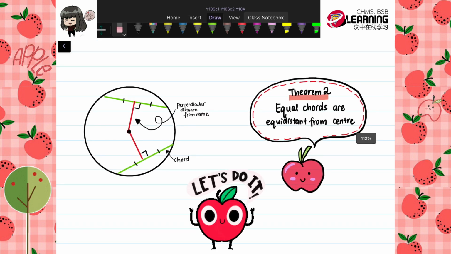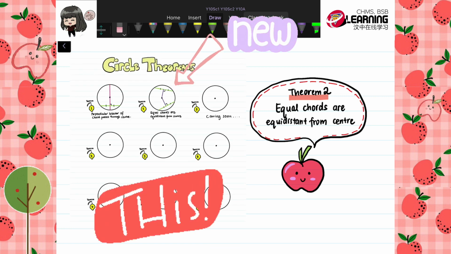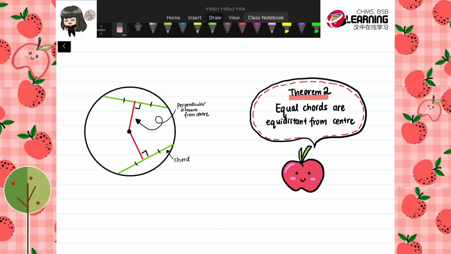Alright, theorem 2. Today will be theorem 2 only. Please fill this into the 9 circles that I asked you to draw earlier, in the first page of your new topic. So new theorem number 2: equal chords are equidistant from the center.